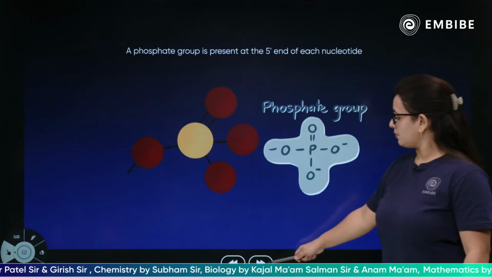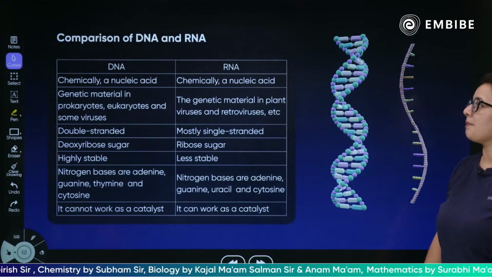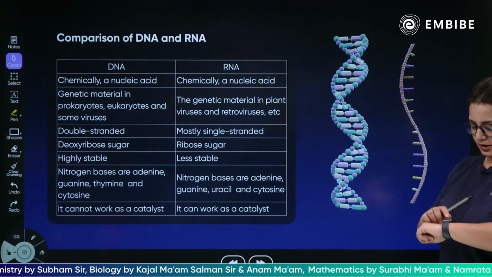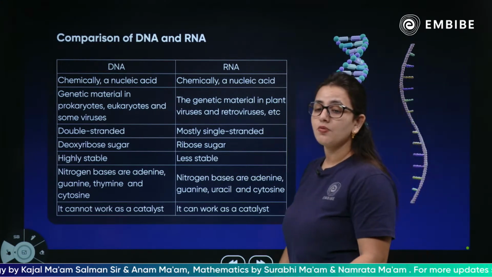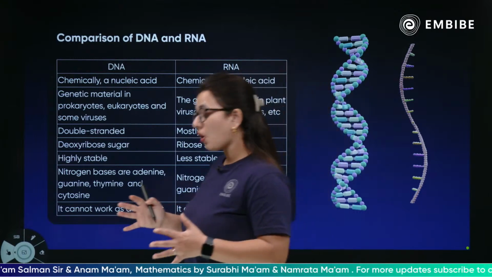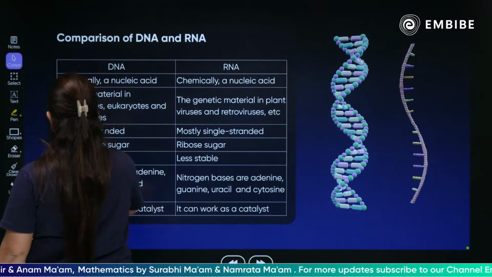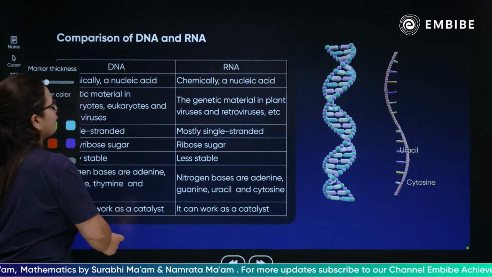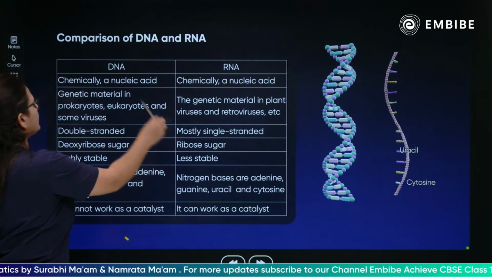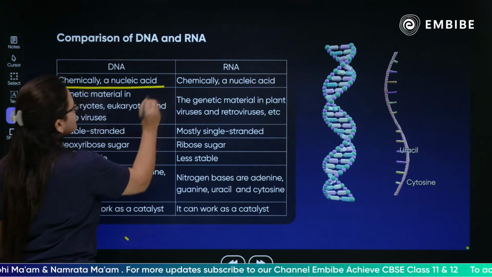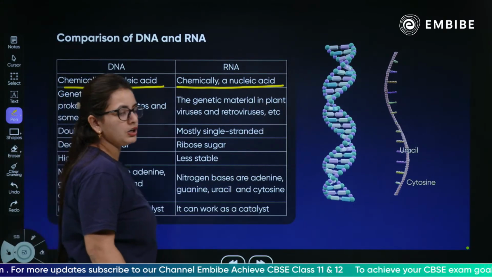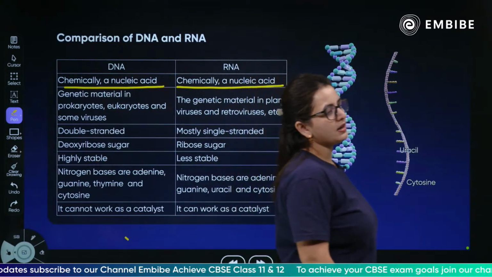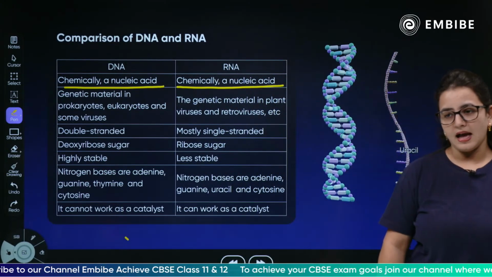Talking more about the RNA, next we have the comparison between the DNA as well as the RNA. What are the features which make them not similar to each other, and how do their characteristics differ? Talking about DNA, it is chemically a nucleic acid. Same with RNA, it is chemically a nucleic acid. DNA and RNA both are nucleic acids.